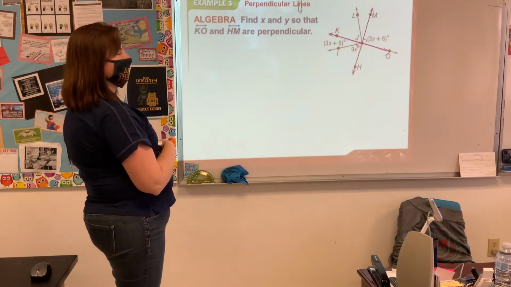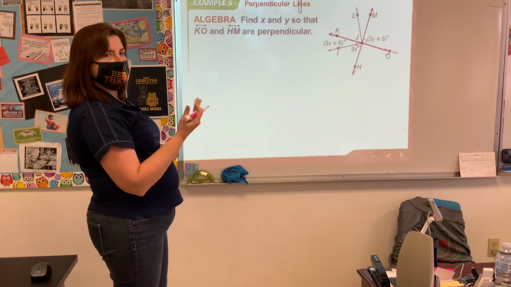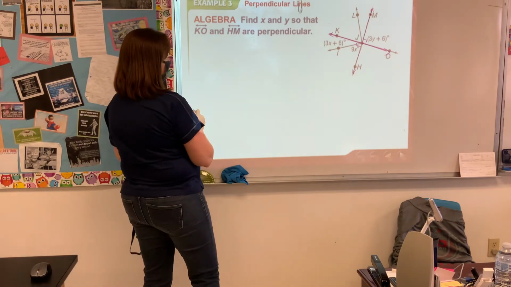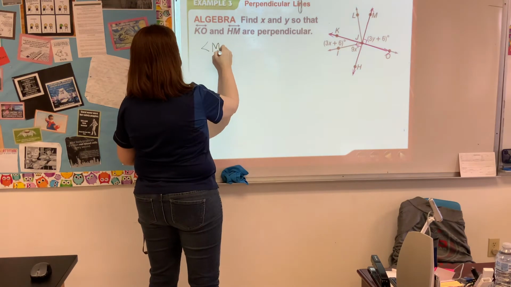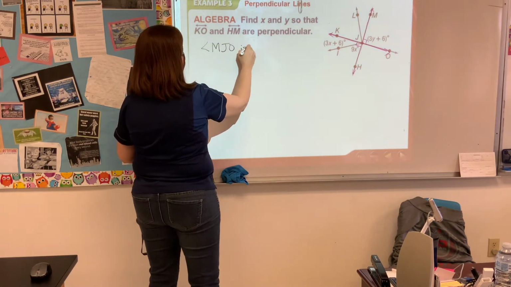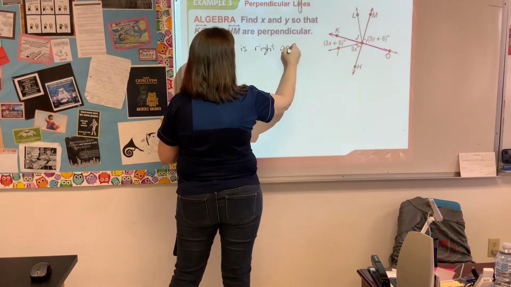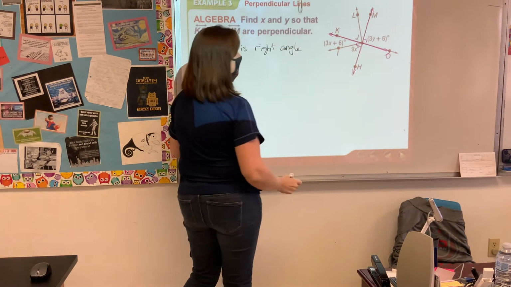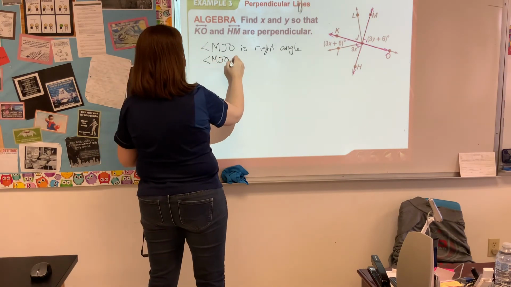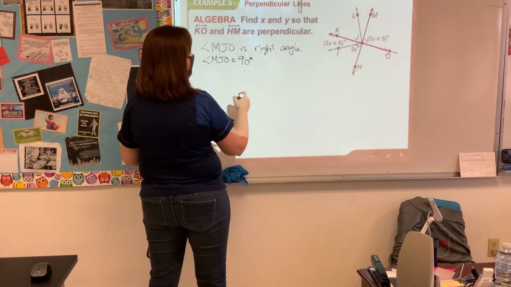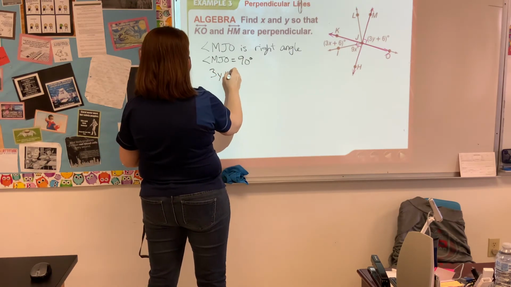Okay, well, let's start with that MJO. All we have is one angle, and we know that that particular angle, MJO, is a right angle, because we know that we're looking for it to be perpendicular. Angle MJO is equal to 90 degrees. Well, MJO is also equal to 3y plus 6.